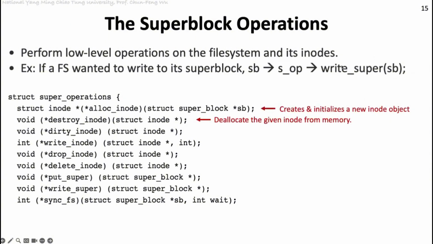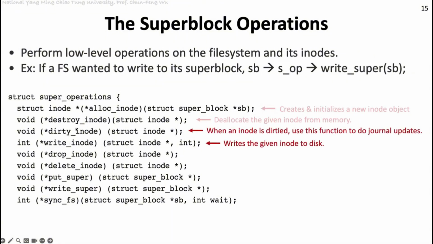And here are several things. The first one is allocate_inode, which is to create and initialize a new inode object. Then destroy is to deallocate it. The creation of an inode depends on the file system, so it is from the super operations that we do this kind of stuff.